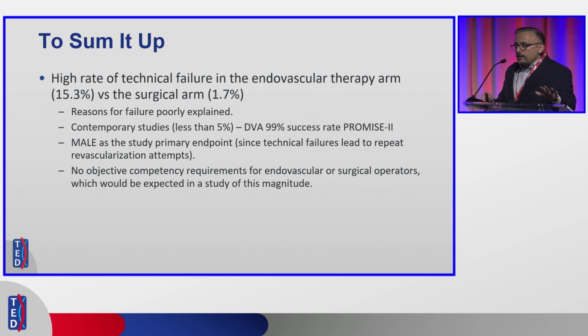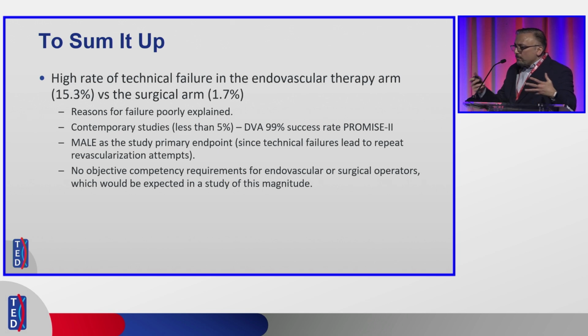So to try to sum it up and keep me within time, this was the single most important reason why I don't use the results to generalize care for my patients. So you cannot have a 15.3% failure rate. When they published PROMISE-2 in 2023 in NEJM, there was a 99% success rate. So you can do a DVA 99% of the time, but you can't do endovascular treatment 99% of the time. That, to me, kind of made me think twice. And then using a composite endpoint and not using other patient-centered outcomes kind of makes you think again, did we answer a lot of questions?